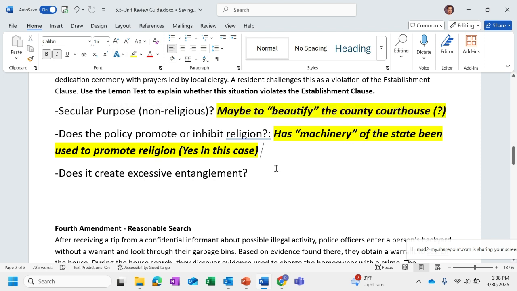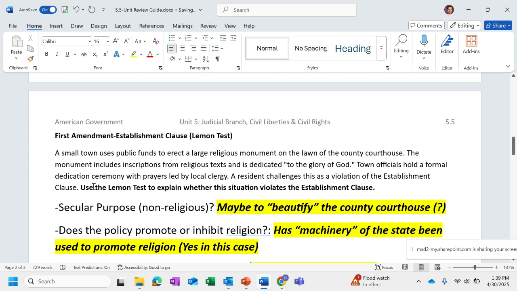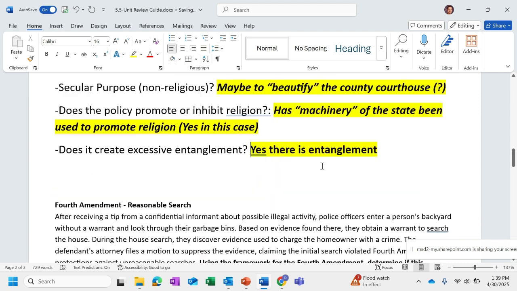Does it create excessive entanglement? Well, if we say it doesn't have a secular purpose and it doesn't pass the coercion test, then we could say yes, there is entanglement. It's kind of difficult, if you were a passing observer, to understand where the government ends in this situation and where the religion begins, and vice versa. So there's definitely entanglement. Also, if they're using these public funds and they're maintaining this in front of the courthouse, that could cause some conflicts of interest as well. So I think here our overarching conclusion is this is a violation of the Establishment Clause.